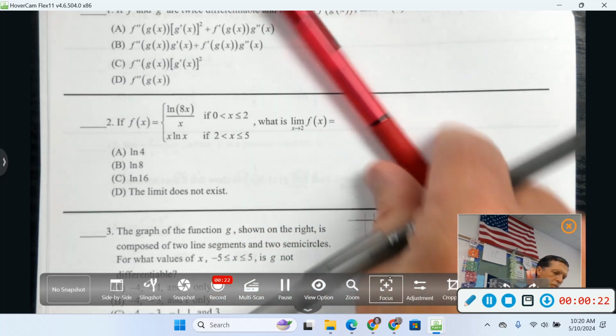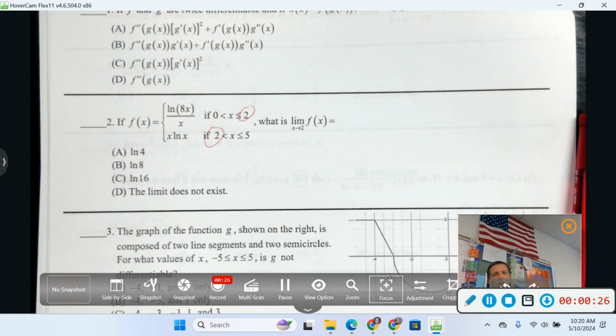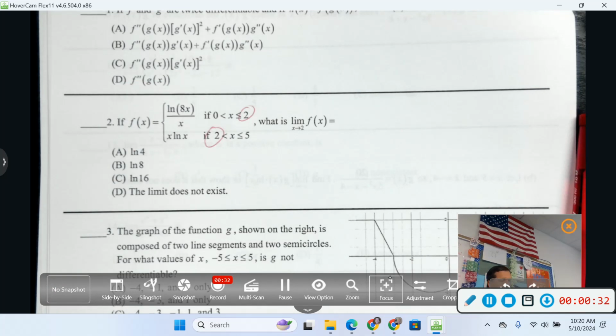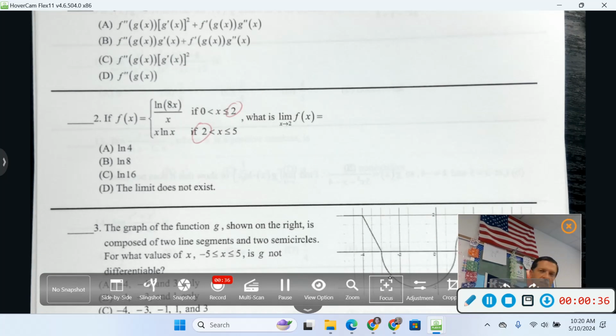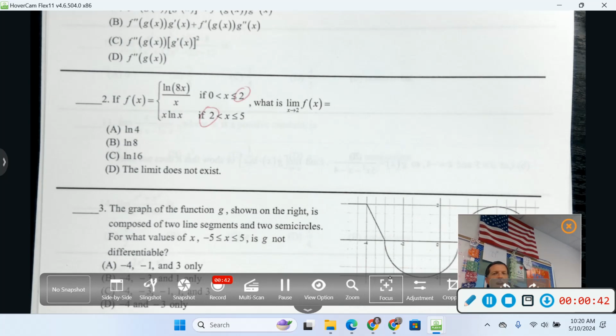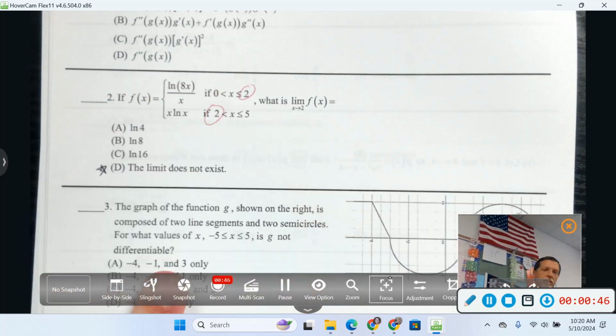Well, this could be a problem because as we get close to 2, if we're less than 2, we're on the first branch. If we're more than 2, we're on the second branch. So I think I need to check both branches to see if they meet, if this thing is continuous. If not, then the limit won't exist. So this is what I'm worried about, is answer choice D.